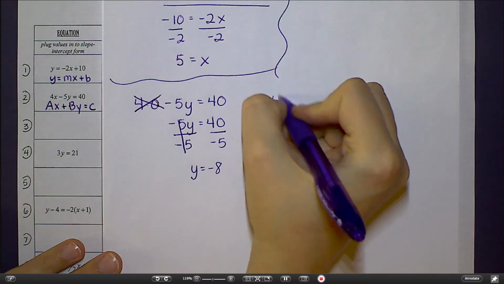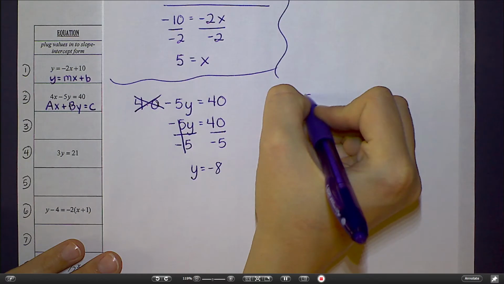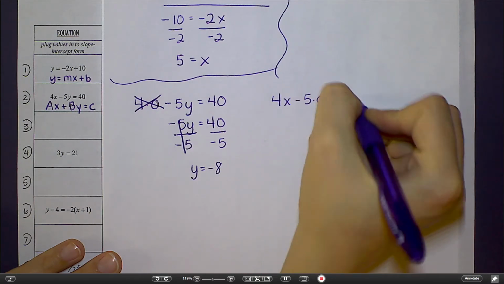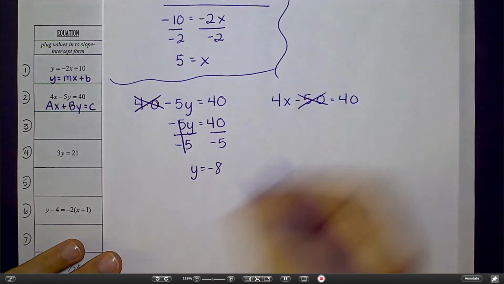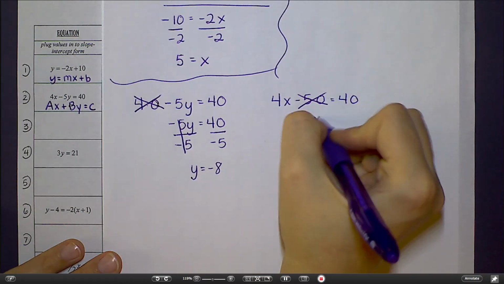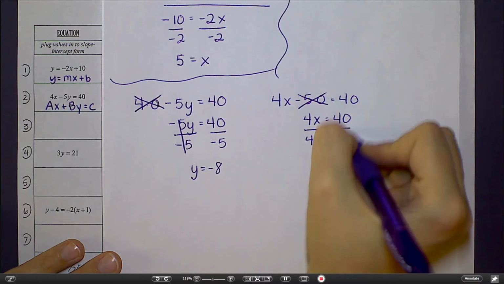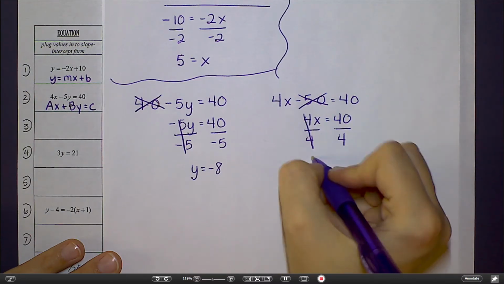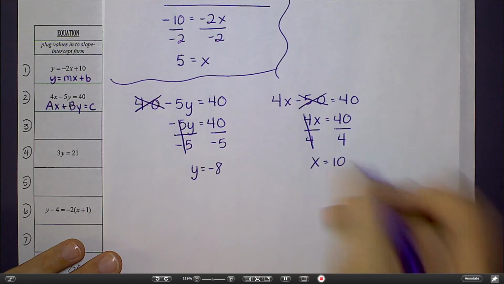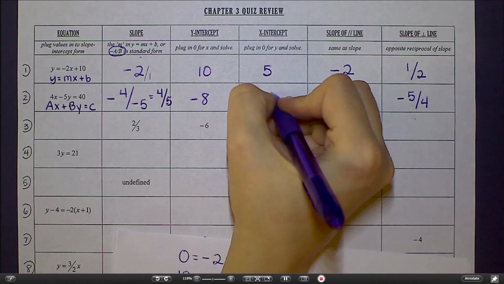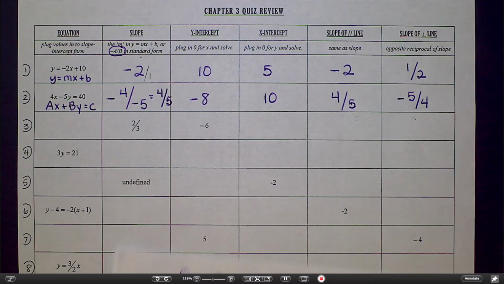So 4x minus 5 times 0 equals 40. Well, this is really just going to cancel out, so I'm left with 4x equals 40. Divide by 4, and I'm left with x equal to 10. So my x-intercept in this one is 10. Okay. Let's take a look at number 3.